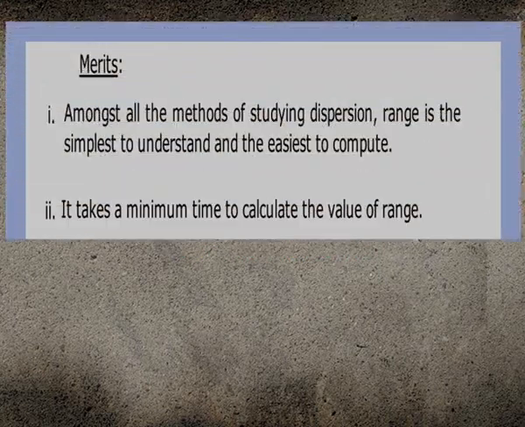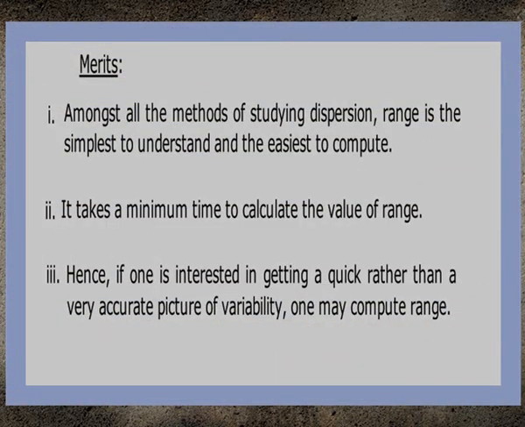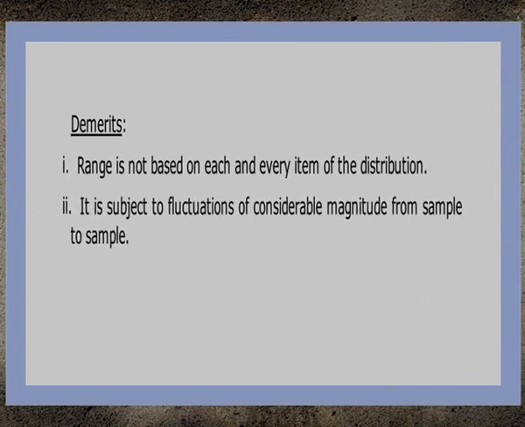Some of the merits are: amongst all the methods of studying dispersion, range is the simplest to understand and the easiest to compute. Second point, it takes a minimum time to calculate the value of range. Third merit, if one is interested in getting a quick rather than a very accurate picture of the variability, one may compute range. Let's look at the demerits.